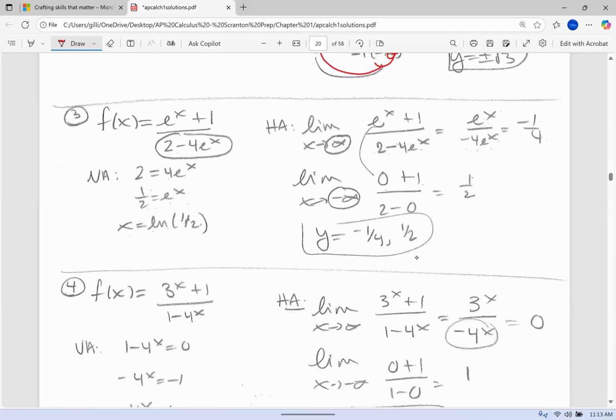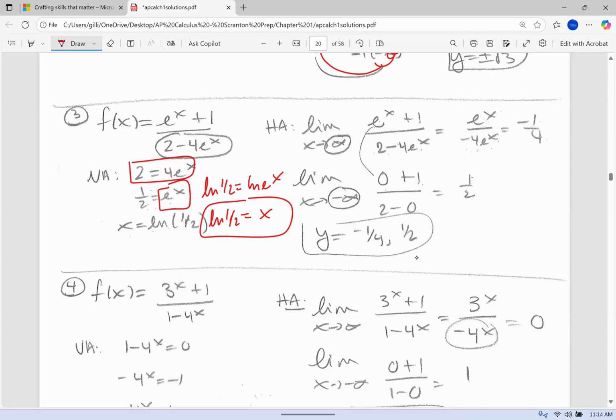In number 3, nothing factors and reduces, so I'm just going to set my denominator equal to 0. In doing so, I'll subtract the 2 and divide by the negative. I'll divide by 4, and 2 over 4 is 1/2. And I solve for x by taking the natural log of both sides, and I'll get that the natural log of 1/2 equals the natural log of e to the x, which is just x by ln properties. So x equals the natural log of 1/2.